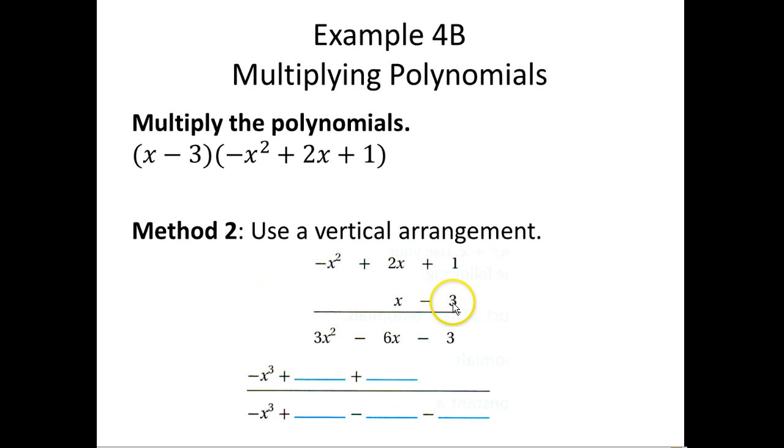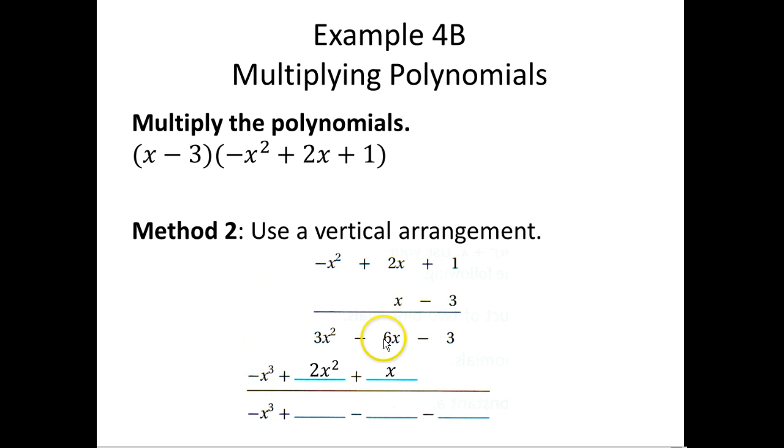So notice I'll get negative 3 times 1, which is negative 3, plus negative 3 times 2x, which is negative 6x, plus negative 3 times negative x squared, which is positive 3x squared. Okay, and I do the exact same thing with the x. I'm going to distribute or multiply x times each and every one of these terms in the trinomial. So I get x times 1, which is x, x times 2x, which is 2x squared, plus x times negative x squared, which is negative x to the power 3.